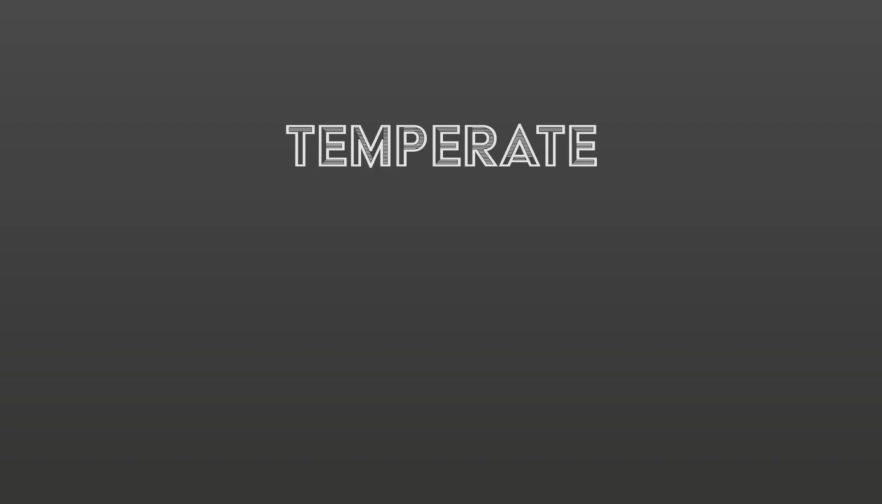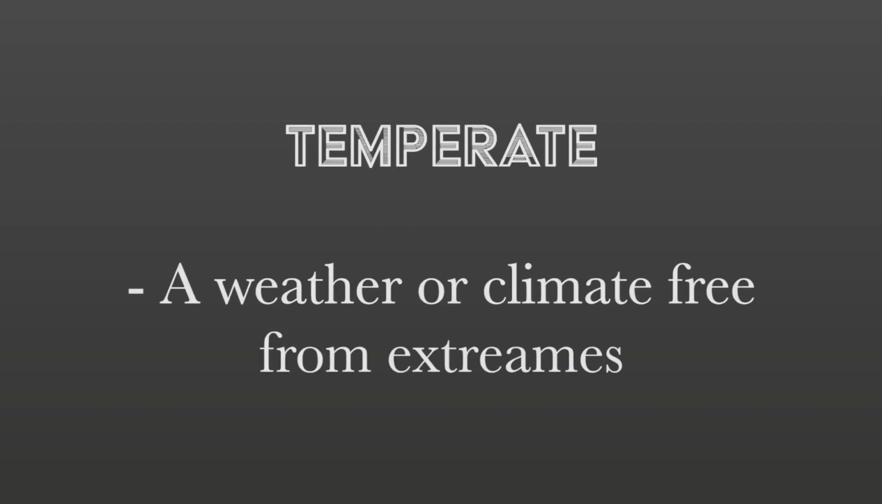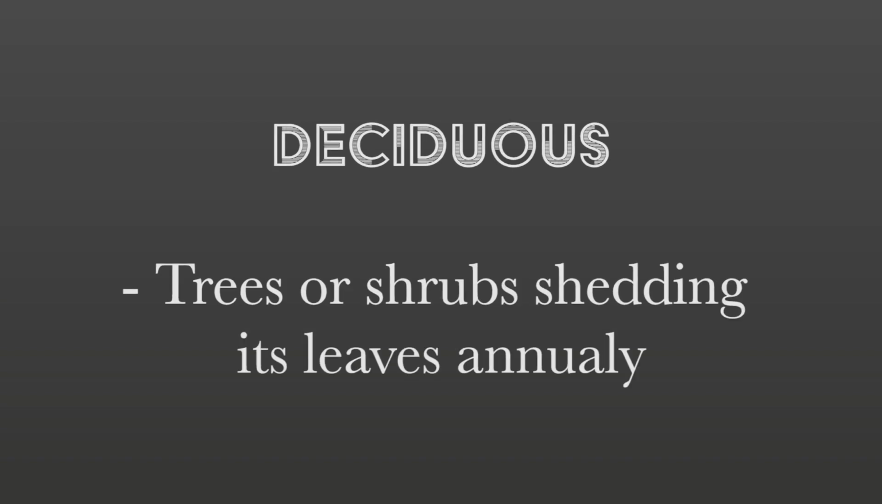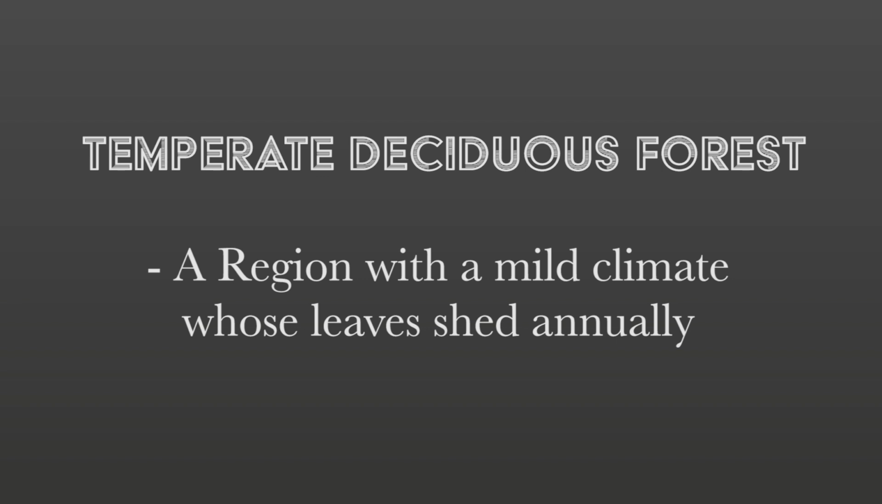So, temperate means a weather or climate free from extremes, and deciduous means trees or shrubs shedding their leaves annually. Therefore, a temperate deciduous forest is a region with a mild climate whose trees shed their leaves annually.